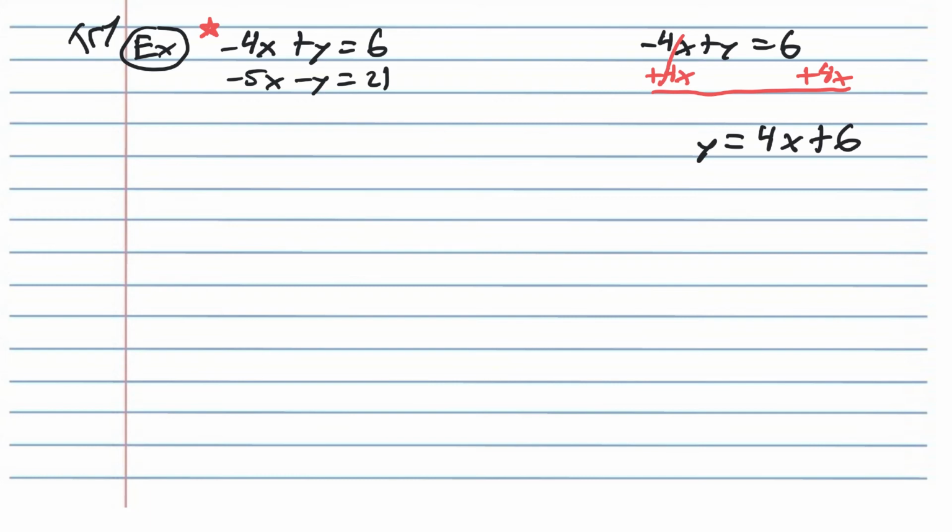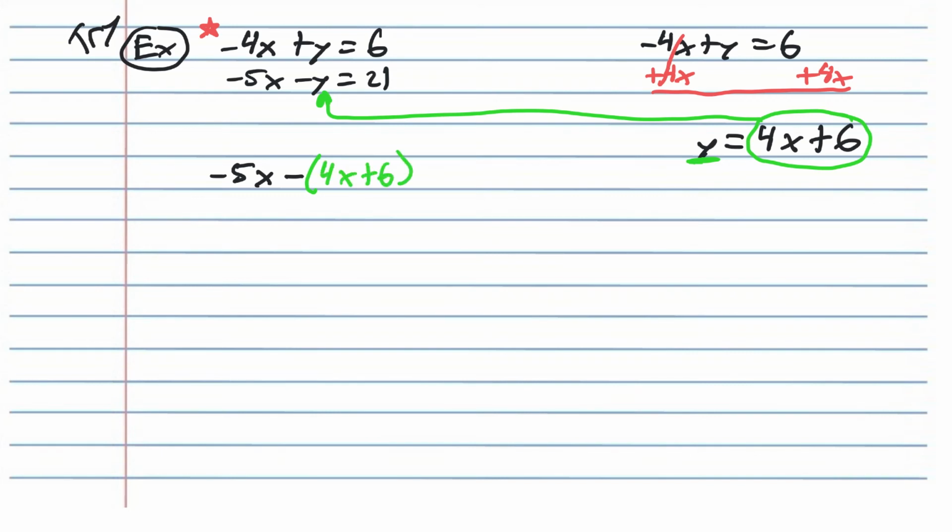So now we're set up to use the substitution method, right? We have y equals something, so we're taking this, and because this is y equals, it's going to go over here and replace the y value right there. So here's how that would look. Negative 5x minus, and then instead of y, parentheses, 4x plus 6 equals 21. So now we're set up. We can solve for x.